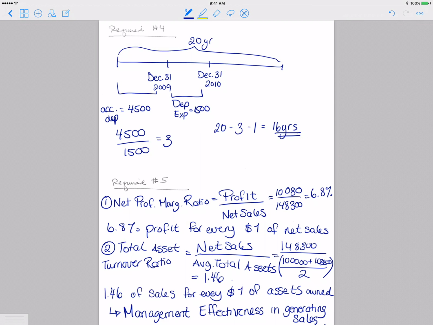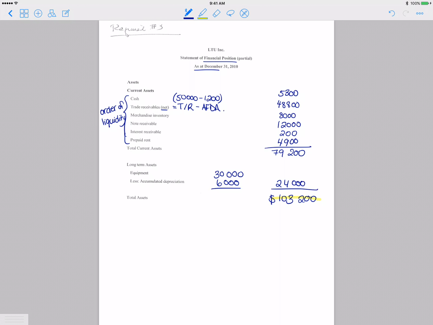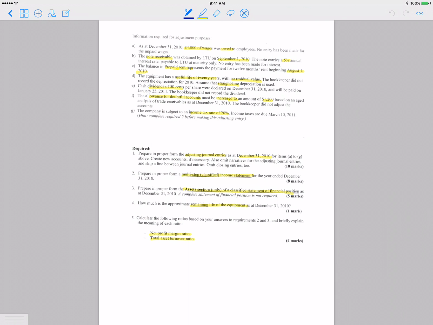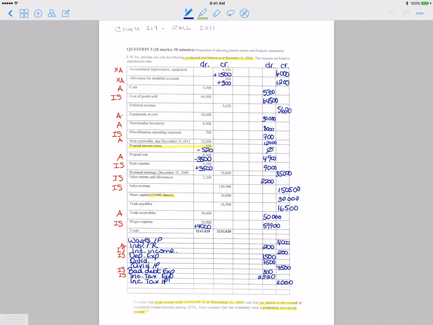So once again, we've completed requirements 1 through 5. If you have any further questions, this was a bit of a longer question, so I recommend you go to your teaching assistants or your teacher and they will give you further clarification.